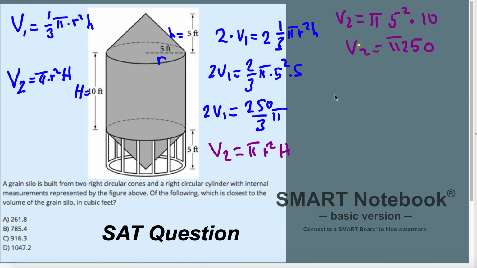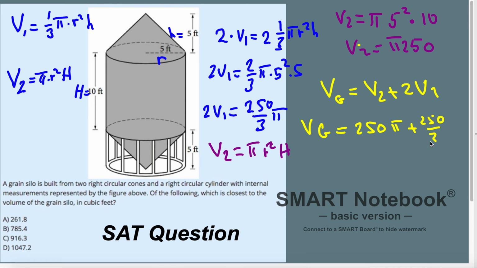But now we already know the whole volume for the grain silo. We can write it this way: V grain is equal to V2 plus 2V1. So V grain is equal to V2, which is 250 pi, plus 2V1, which is 250 divided by 3 pi. Let me factor pi in front here, and we have 250 plus 250 divided by 3.